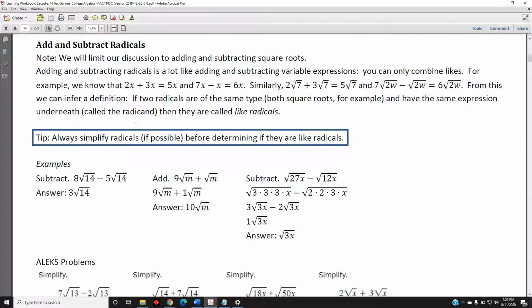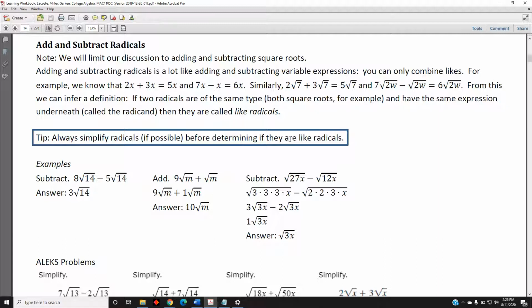From this, we can infer a definition. If two radicals are of the same type, both square roots, for example, and have the same expression underneath, called the radicand, then they are called like radicals. Tip: always simplify radicals if possible before determining if they are like radicals.